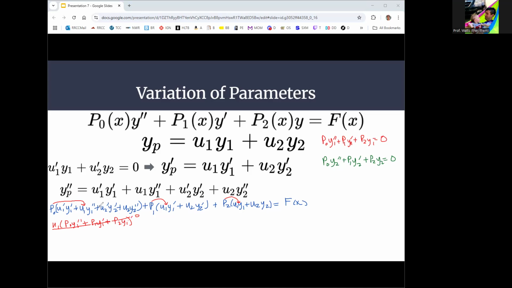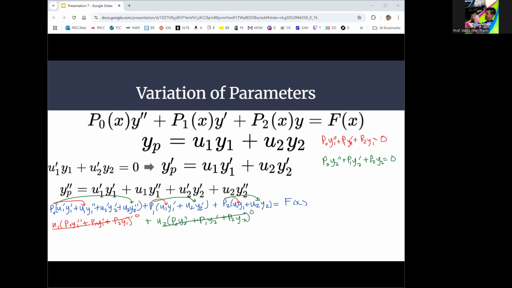All right. And the same thing will happen with the y2 terms. So you get that one, and that one, and that one. Here you're factoring out the u2. All those terms have a u2: p0 y2 double prime, p1 y2 prime, p2 y2. And so that gives you 0 as well.